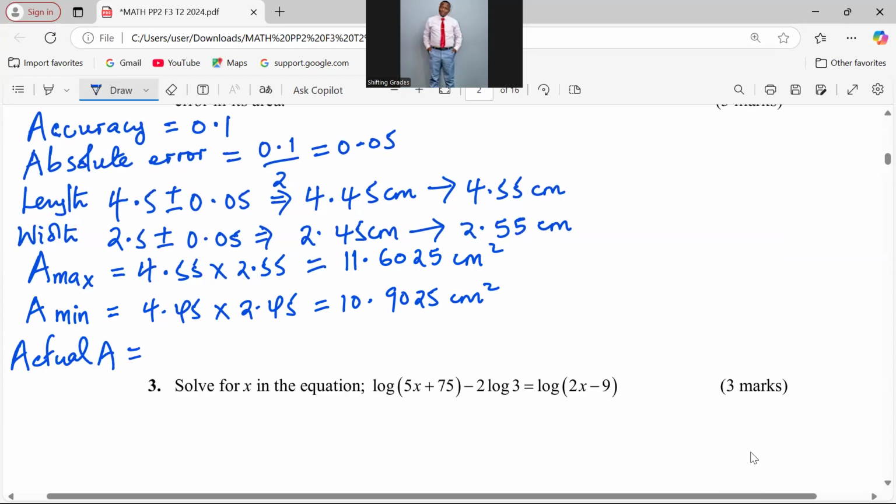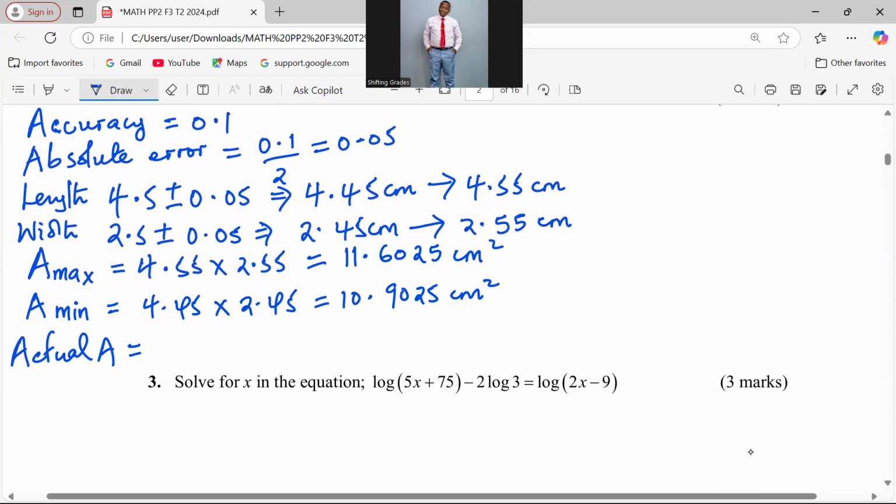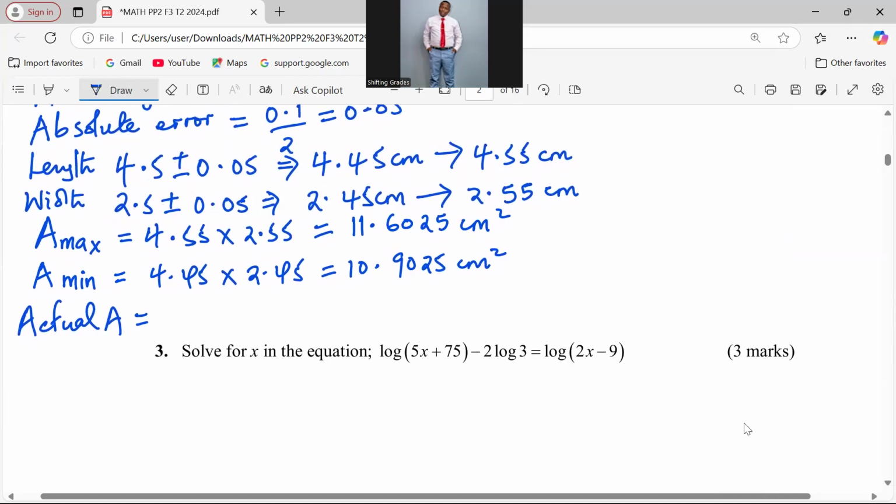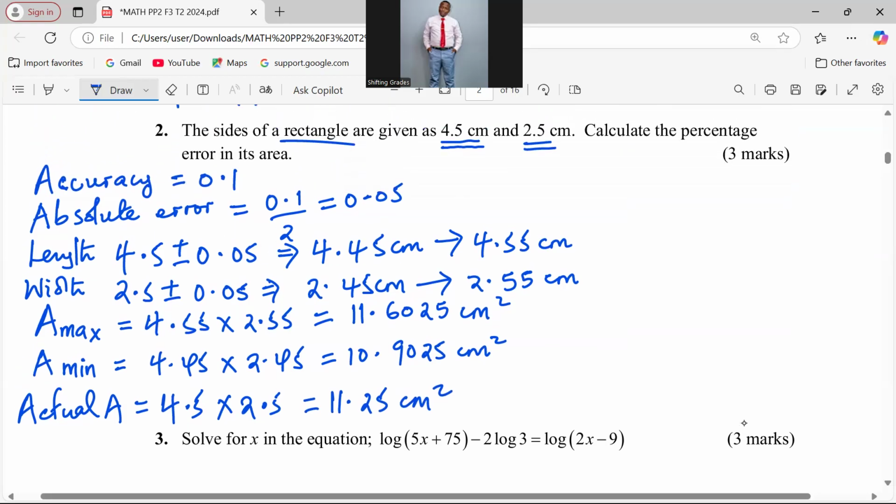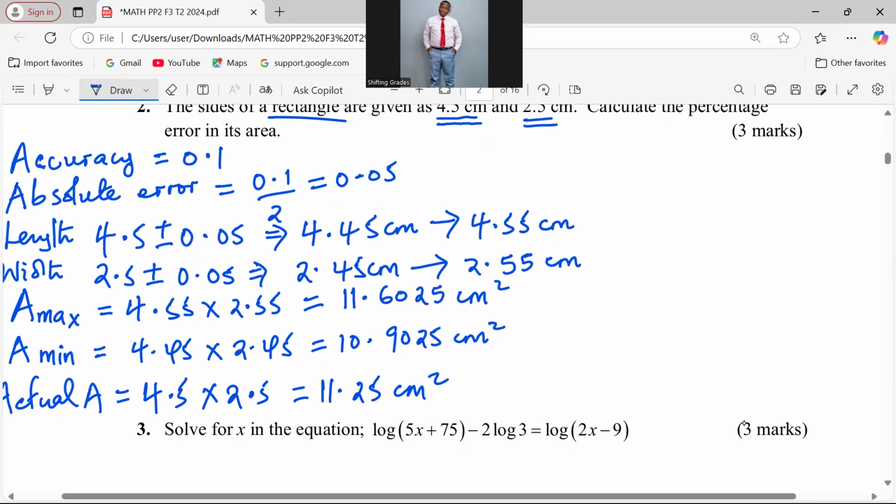Then there is what we call actual area, or working area. This is the area when we use all the dimensions just as they have been recorded. 4.5 by 2.5, giving us 11.25 square centimeters.